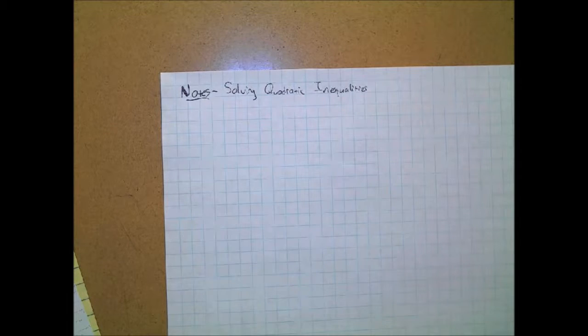Like I said, you can graph. You can use the quadratic formula. You can complete the square. Sometimes we can use square roots. Sometimes we can factor. We can use the zero product property and stuff like that.